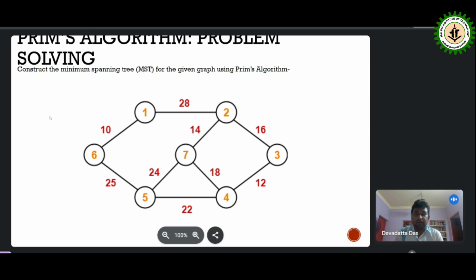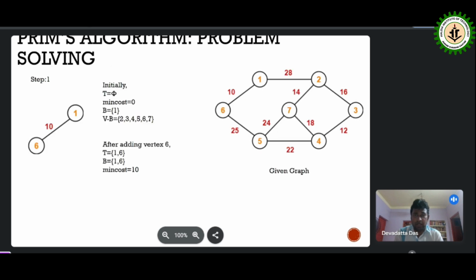So here is the problem of Prim's algorithm. The graph is defined in the question. So what can I do at first? In step 1, by the algorithm, I'm defining T equals to phi and the min cost equals to 0, B equals to 1, and V minus B equals to 2, 3, 4, 5, 6, 7. I'm taking B equals to 1, so 1 is eliminated from the V minus B set. Okay. So now after adding the vertex 6, the value of T will become 1, 6, and the value of B will become 1, 6.